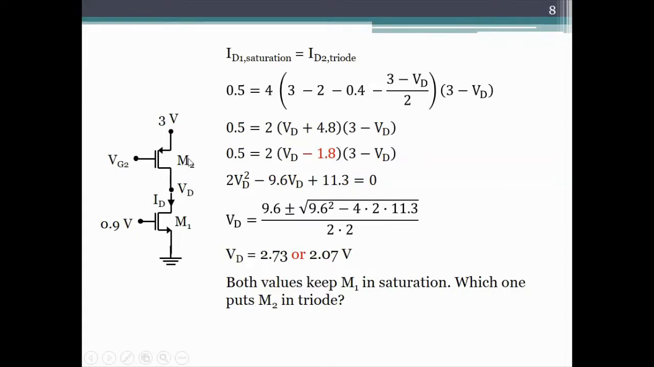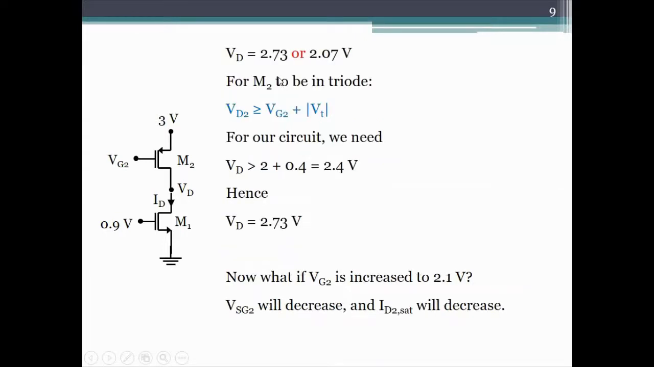For M2 to be in triode, VD has to be greater than 2.5 volts, which we just saw a couple of minutes ago. Or did we? Maybe not. Let us see. In fact, we'll see it here. For M2 to be in triode, VD2 has to be greater than VG2 plus mod of VTP. For our circuit, this is the condition, 2.4, not 2.5. And so 2.73 is the correct answer. Alright, so that's the answer.